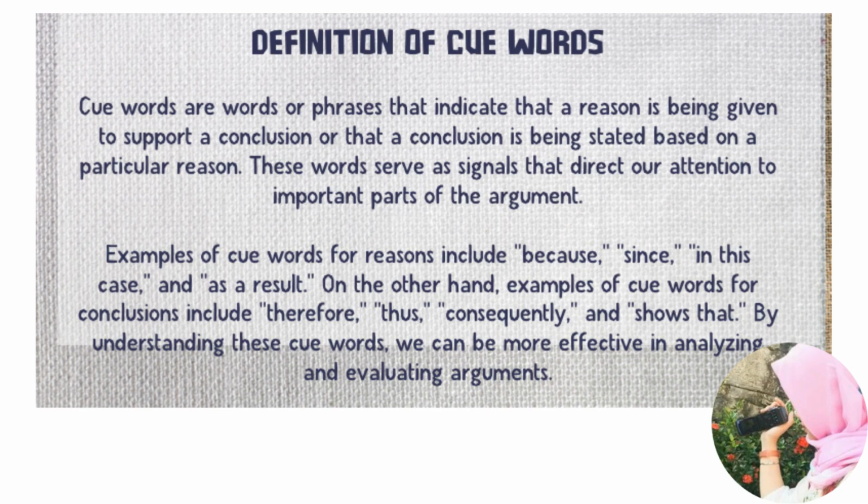So before we go further to the keywords for conclusion, let's take a look at the examples of keywords for reason. There are two types of keywords. The first one is keywords for reason, and the second one is keywords for conclusion. As we can see, examples of keywords for reason include because, since, in this case, and as a result. On the other hand, examples of keywords for conclusion include therefore, thus, consequently, and show that, maybe therefore, in conclusion, and then hence, thus, and so on. By understanding these keywords, we can be more effective in analyzing and evaluating arguments.